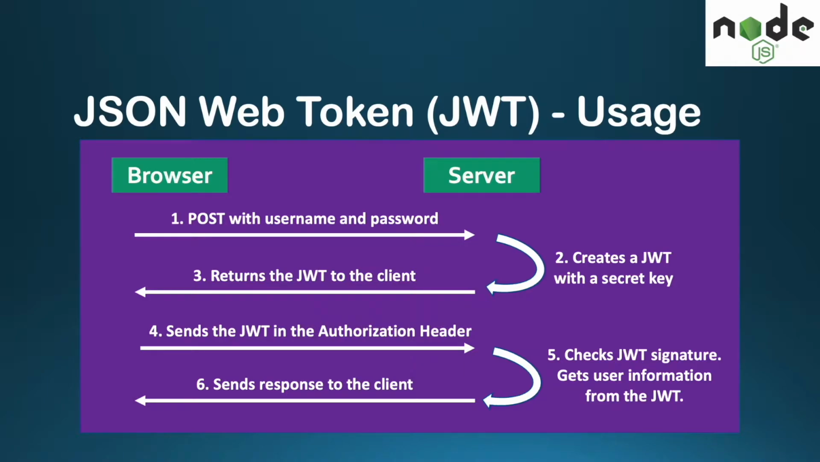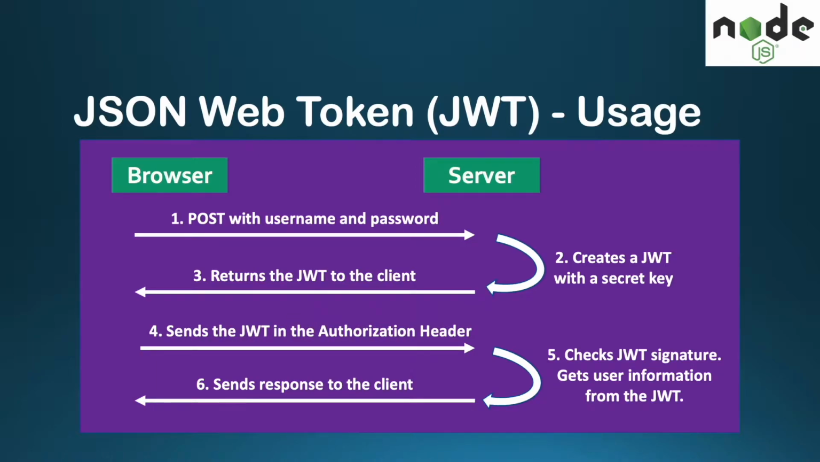So how do we use JWTs and how do they work? Suppose from a browser or a client, we send a post request with a username and password as a login. At the server, we would authenticate it. We would check whether the username and password are correct, and then create a JWT using a secret key. Once this has been created at the server, we return the JWT to the client.